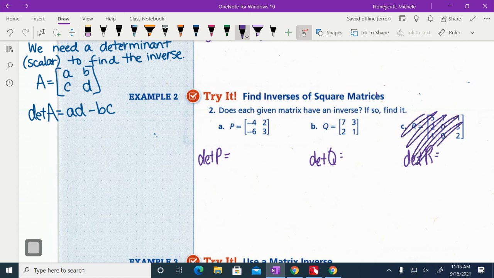Oh, not C. We don't have to do 3 by 3. We just have to do 2 by 2s.